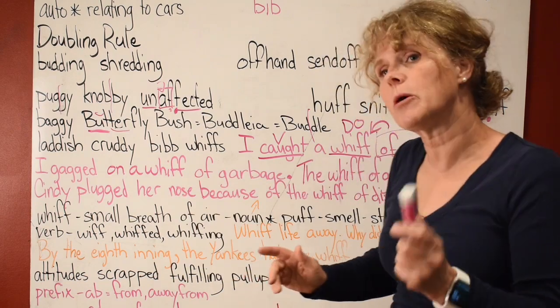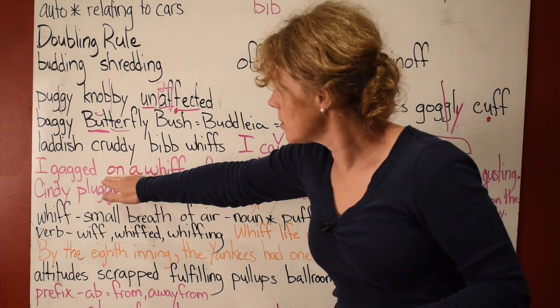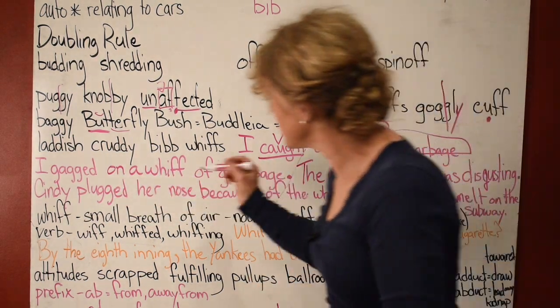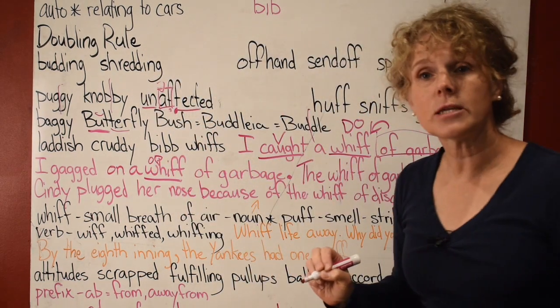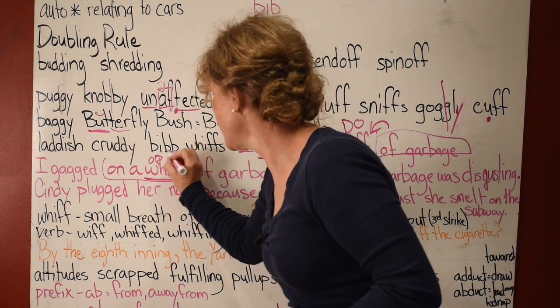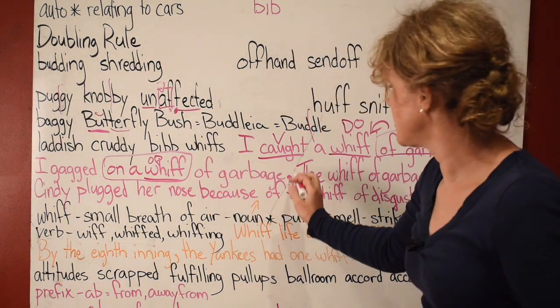It's a noun position, but what position? Object of the preposition. See where your preposition is: on. This is the object of the preposition, so this is an object position of your sentence. This is your prepositional phrase right here. And this is also a prepositional phrase.